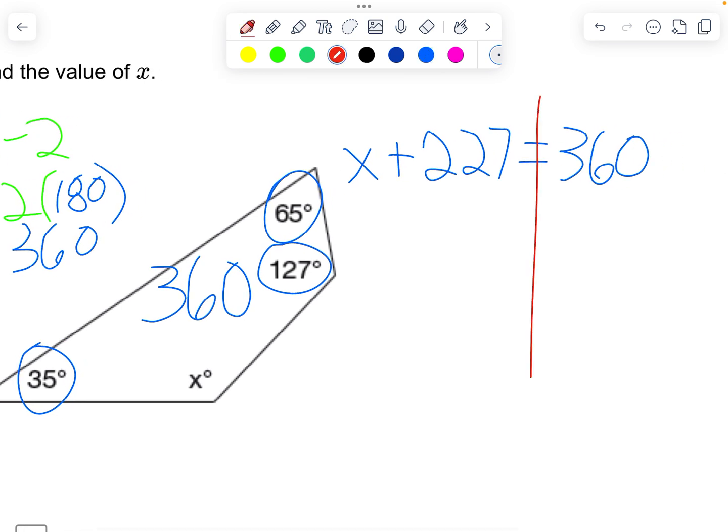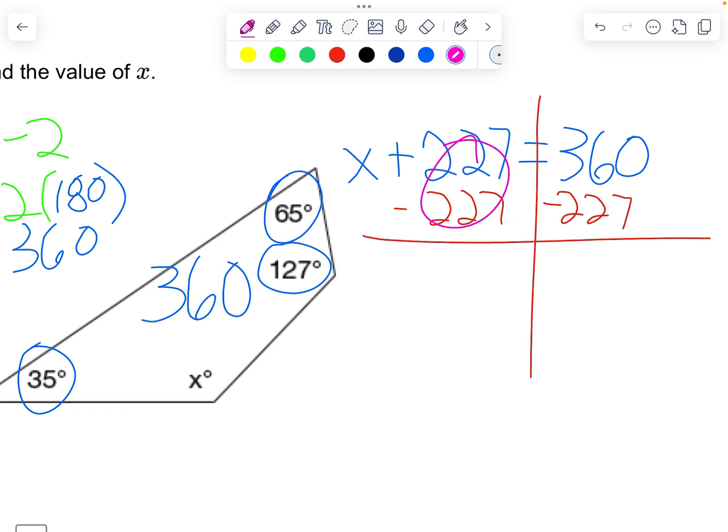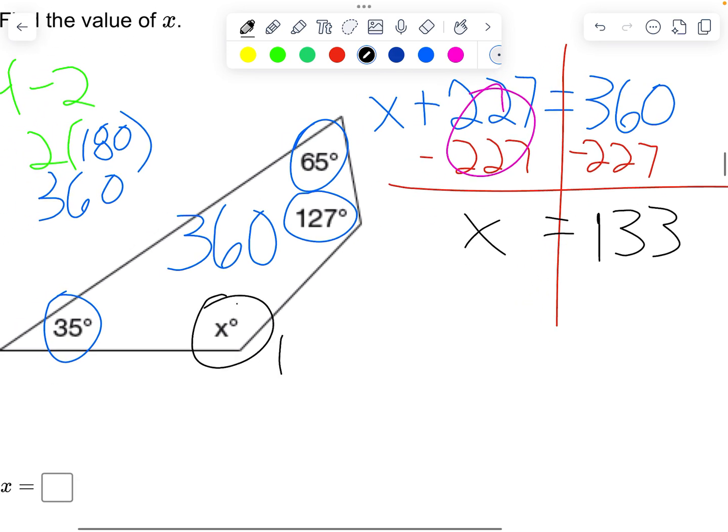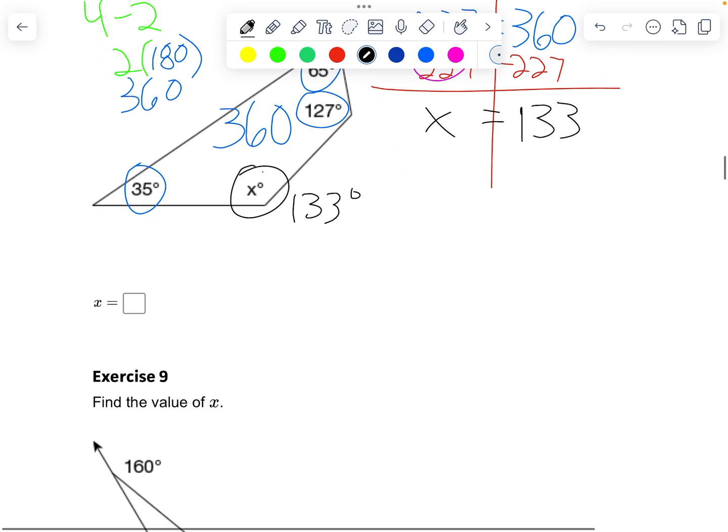Here we go, scale line. I subtract by 227. If I do it to one side, do it to the other side, subtract by 227. That gives me 0. And I get x equals 360 minus 227, 133. And that is your answer. 133 degrees for the answer for x. Okay? All right, that's number 8.